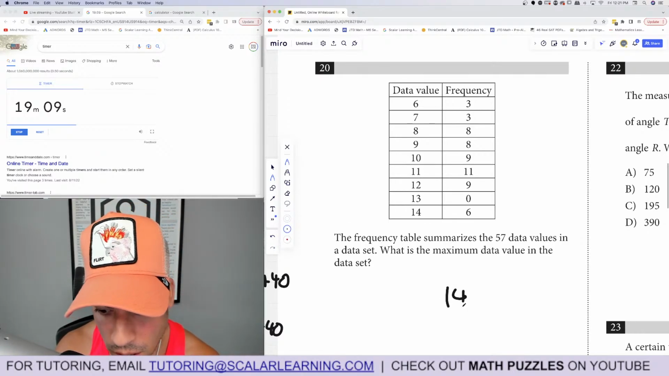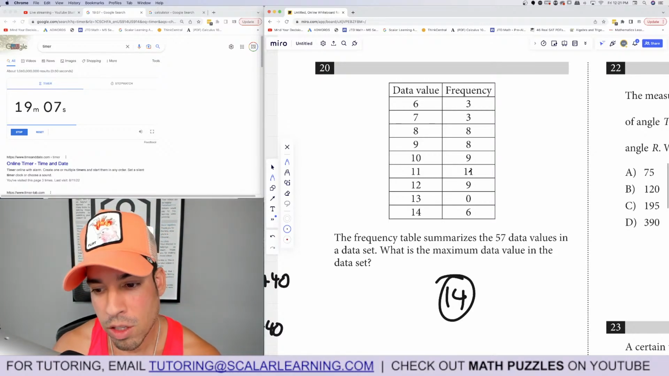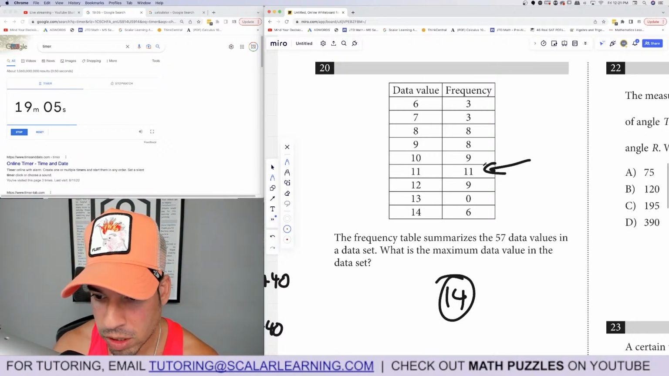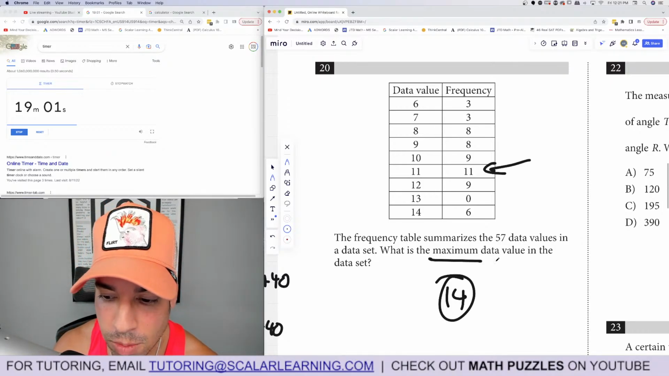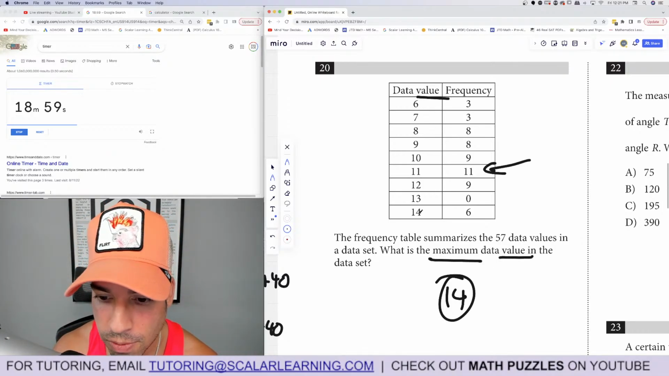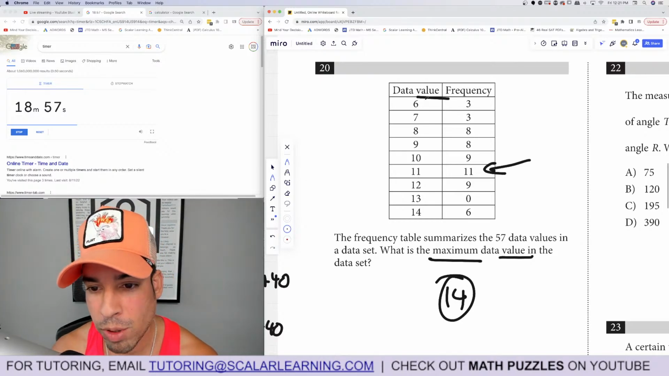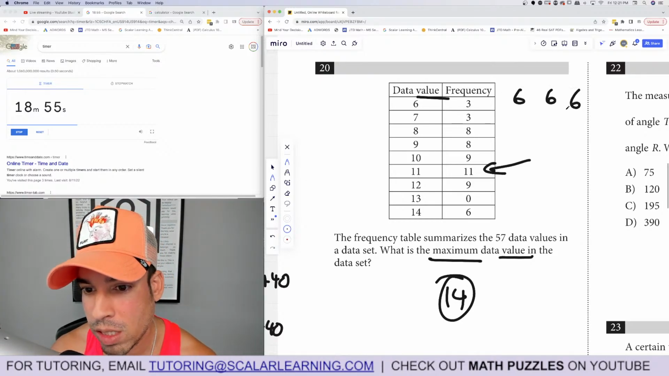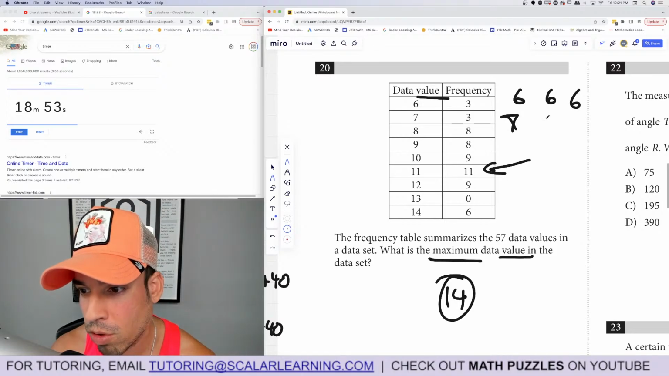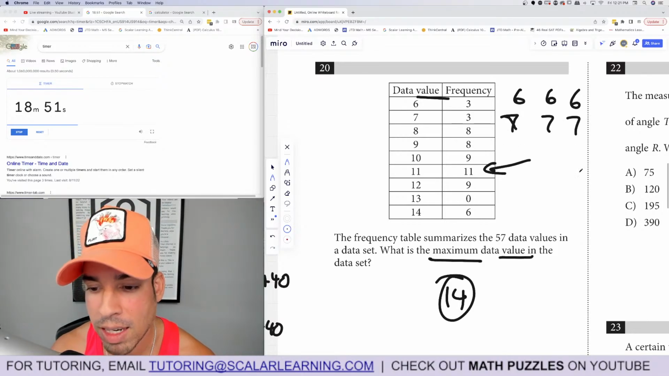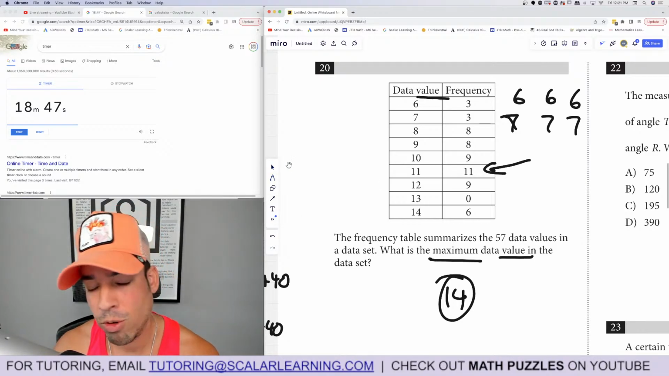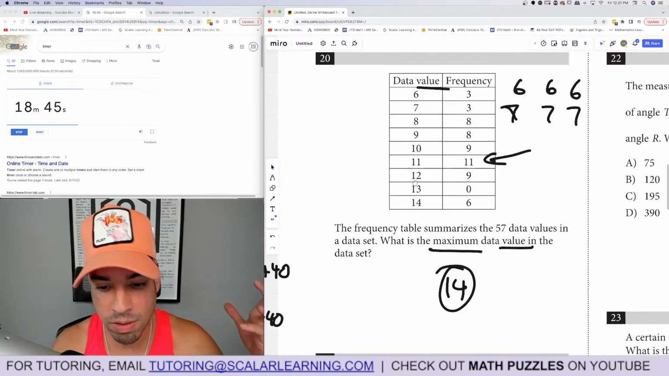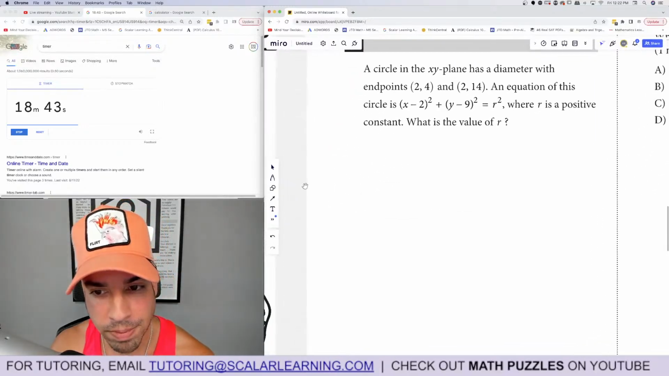Oh, I think what they're testing here is whether or not you're going to choose 11 or 14. So the frequency means how many of each. So they said, what is the maximum value, 14, simple. But what does the frequency mean? It means we have 3 6s. It means we have 3 7s. It means we have 8 8s, et cetera, et cetera. So these frequency values are more for if you need to calculate the median or the mode, but for this, you don't need it.